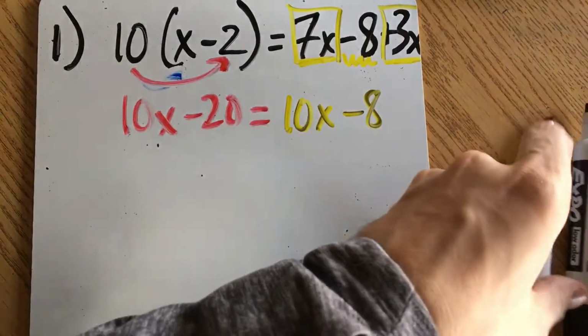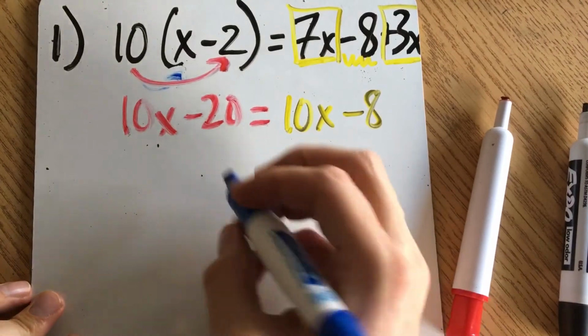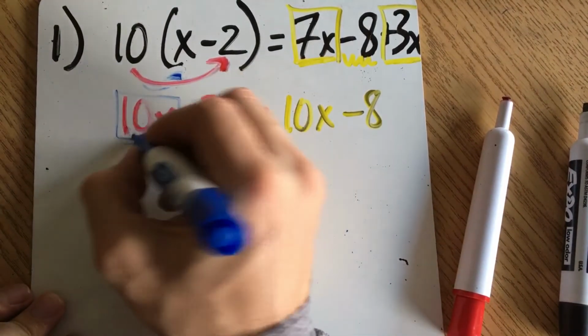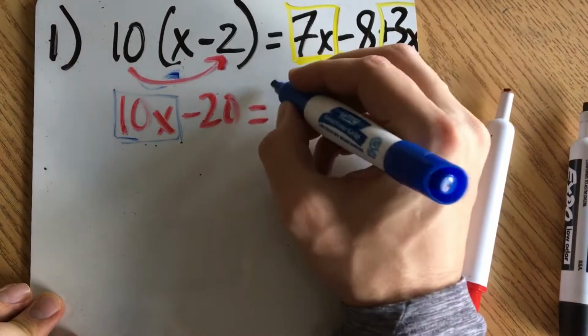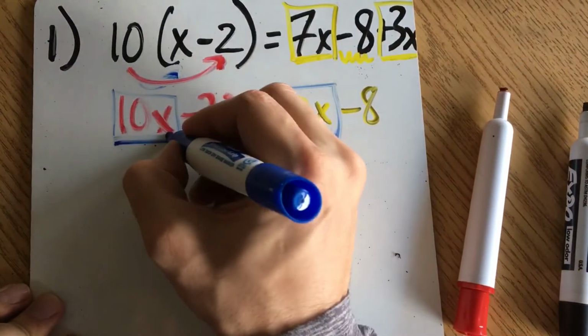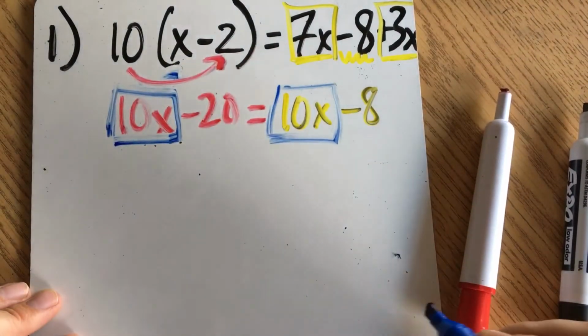Once you get to this point, you always do a little inspection. Are the variables the same? Do you have the same coefficient? Look at this, 10x and 10x. Yes, the coefficients are the same. So I know it's either going to be infinite solutions or no solution.